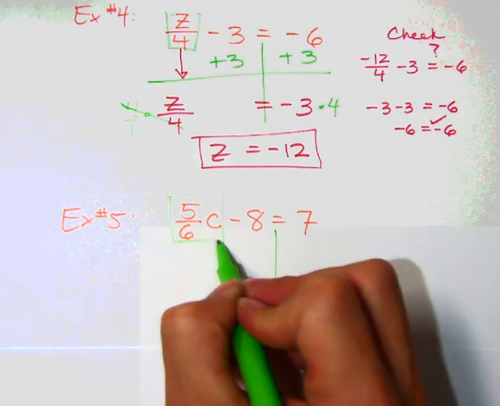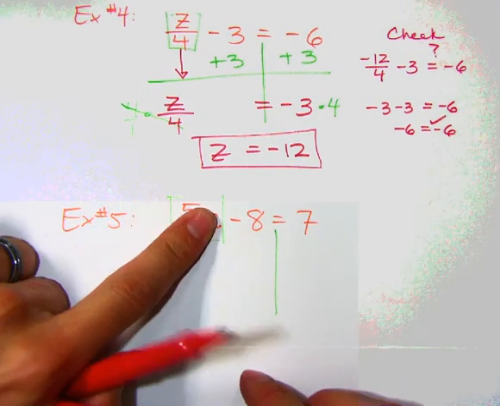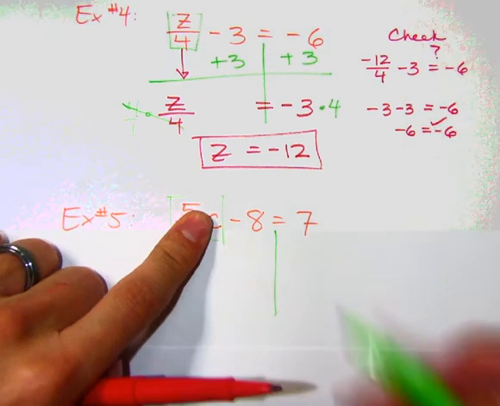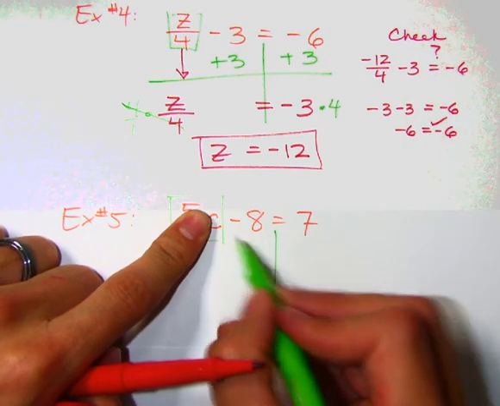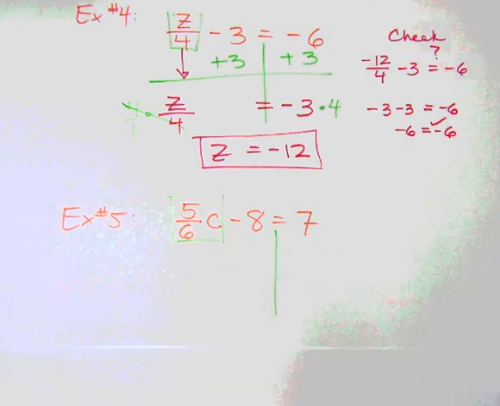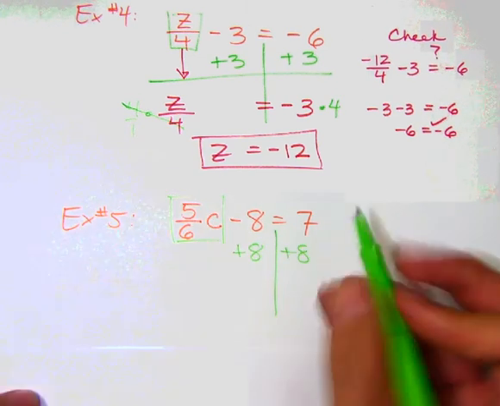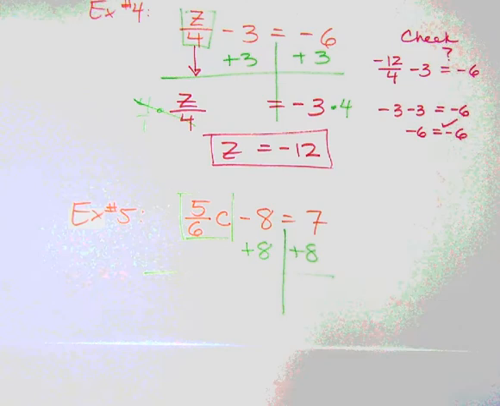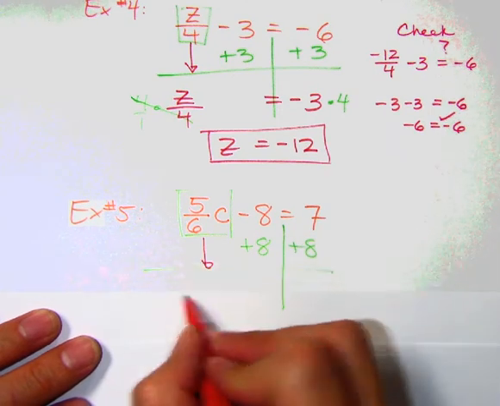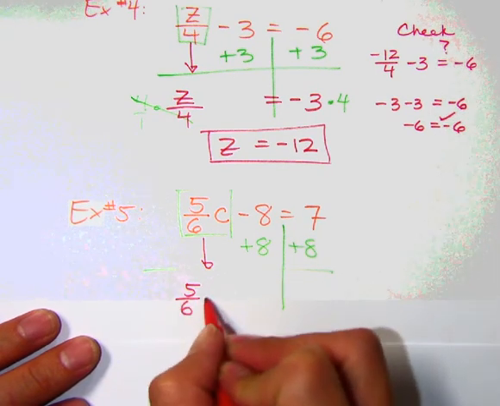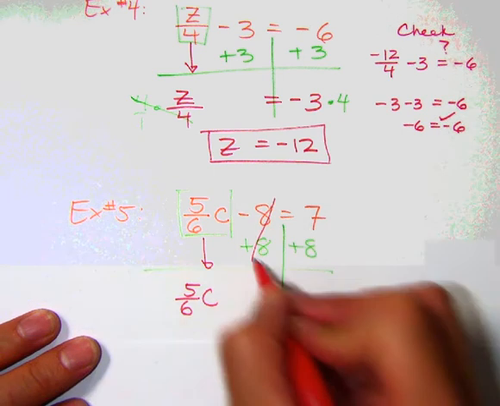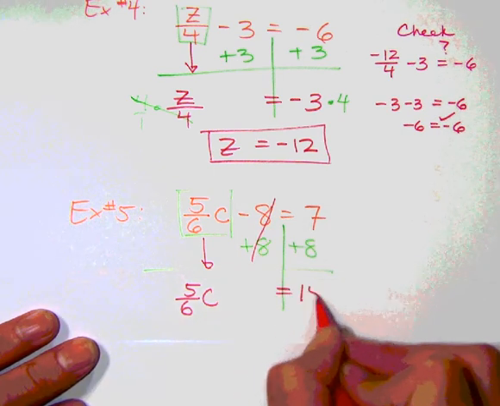Here we go. If I go ahead and say this is my variable, let me hang on to this for just right now. I'm going to take care of any addition and subtraction. So that tells me I'm going to add 8 to both sides of the equation. This drops down. I'm still left with 5/6 times c. Those cross out. Equals 15.